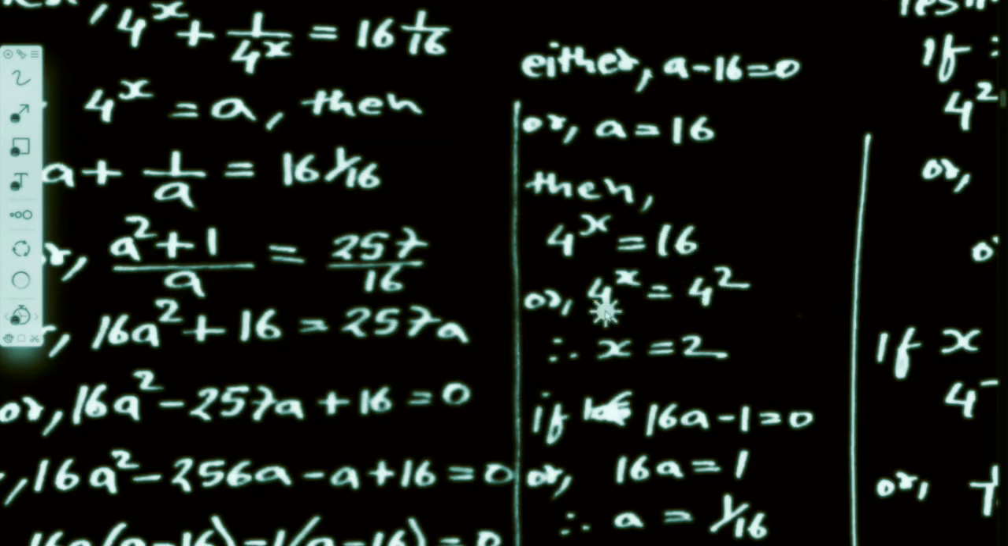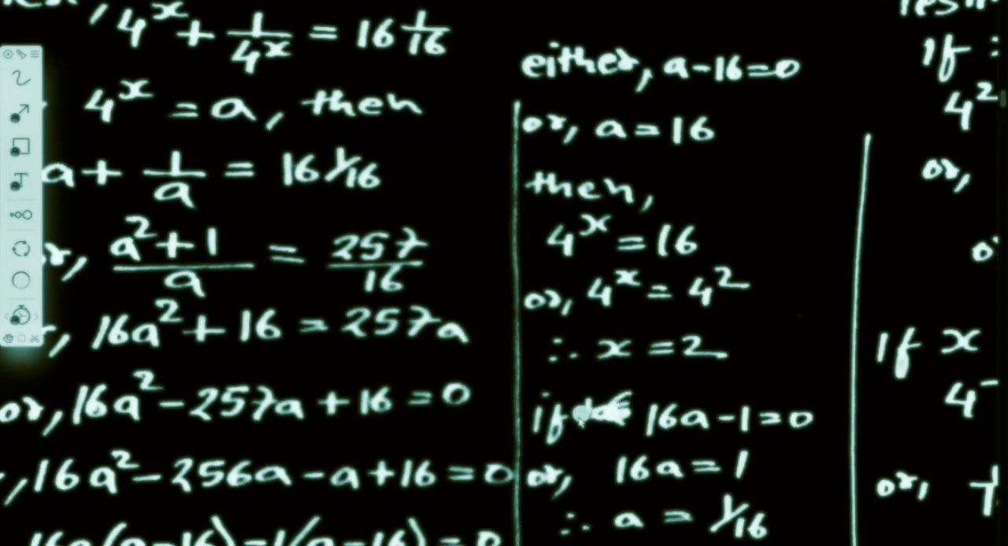So now here the base is the same, 4 and 4. So in place of x, we can easily write x equal to 2. So x equal to 2 is our first value of x.